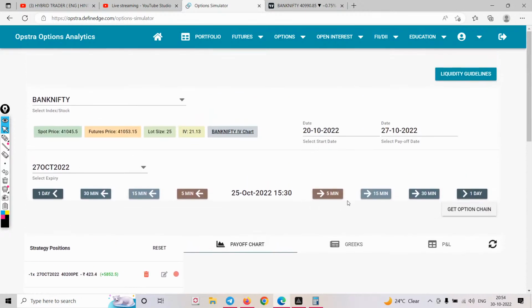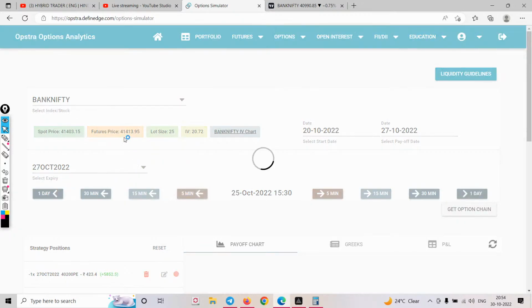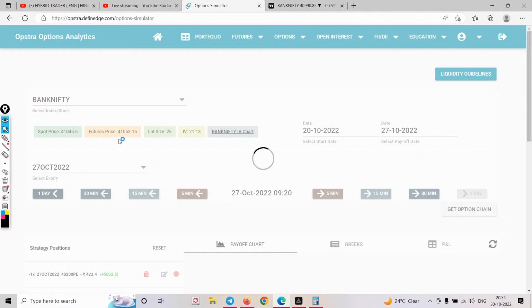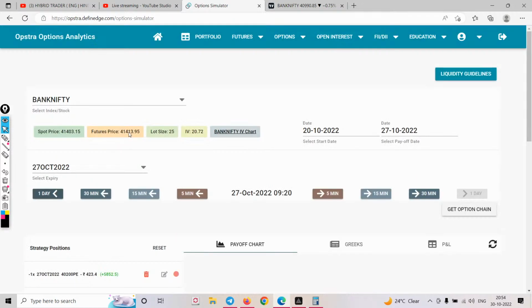So I'm taking you to the next day morning, 9:20. The market is at 41,400. Now you guys tell me, let me take you 5 minutes back. 41,100, 41,050. From there, the next day morning the market gave a gap up of almost 41,400. You guys tell me, with 400 points, 450 points, how does the trade look? Profit, loss?